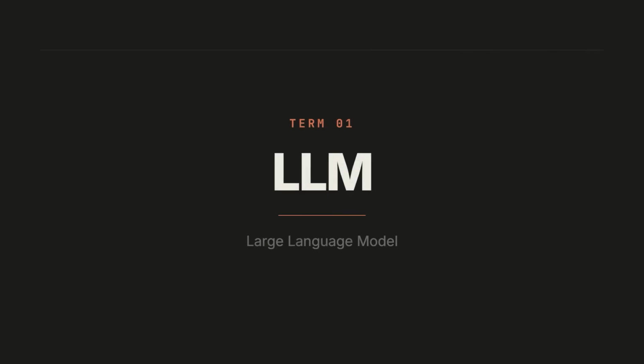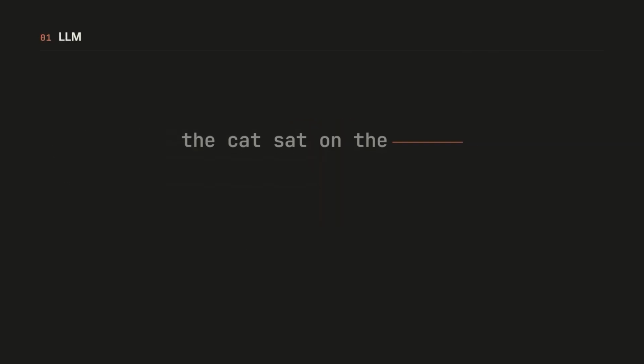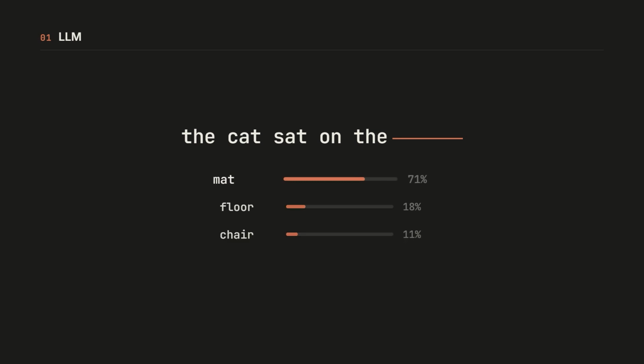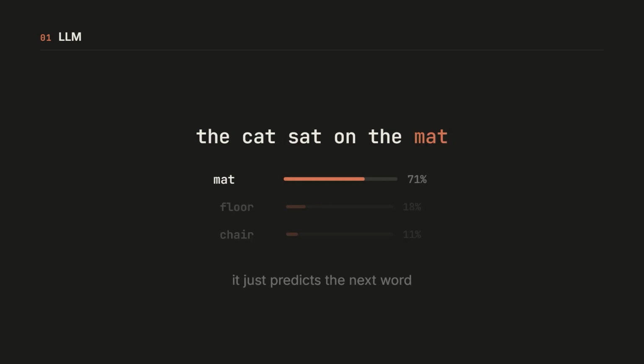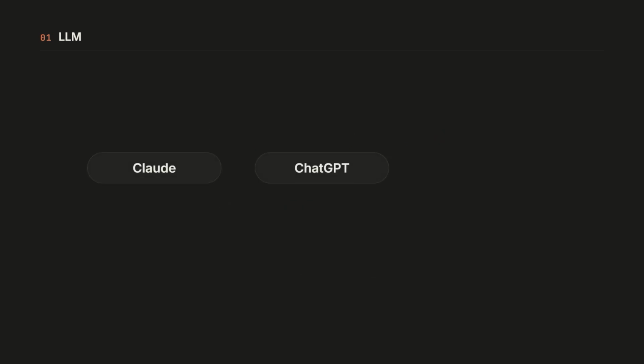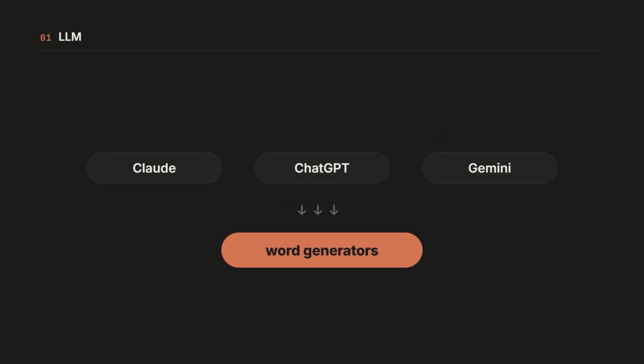LLM, which stands for Large Language Model. This is a program that's trained on huge amounts of text that predicts what comes next. And that prediction ability is what makes it feel like it's thinking. And this is how all AI models work. Claude, ChatGPT, Gemini, they are all just word generators.